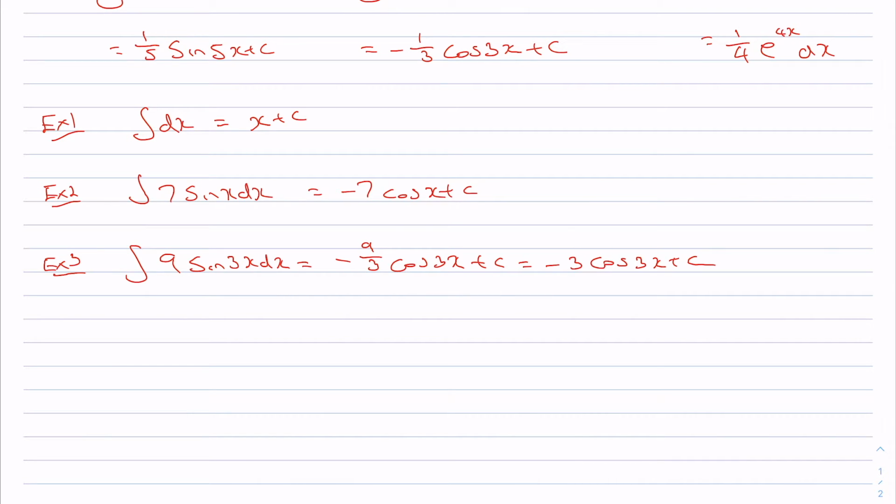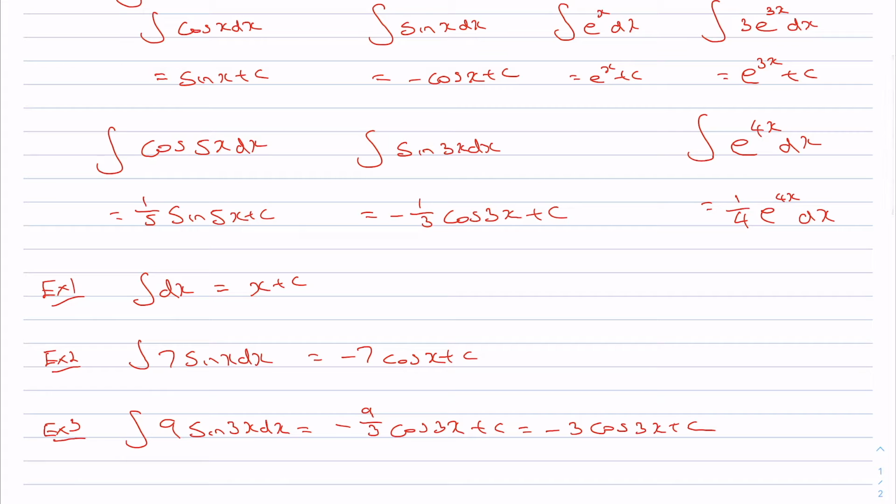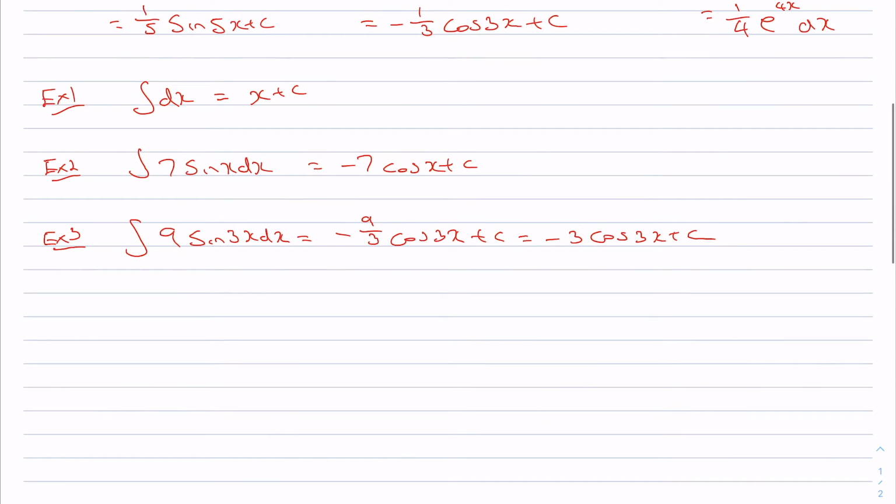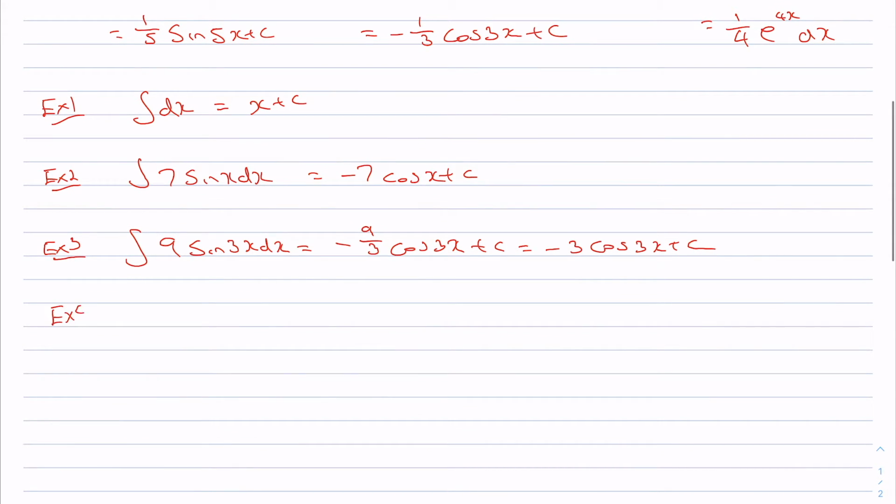That's what happens. Remember, when I did the exponential one, that number became a division. Here, if there's a sine 5x, it became a division in the front. And then the same with this one. Roughly that's what's happening with the integrals of these types. So let's keep going. Let's do one with cos now. Example 4.